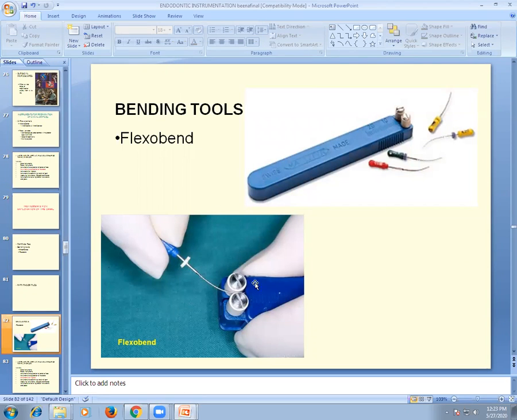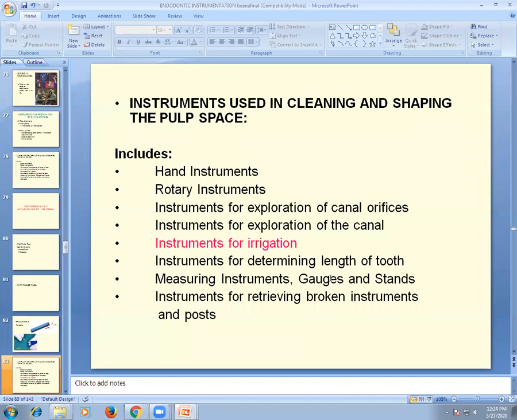These are the Endo Flexo Bender. You have to just insert a file into this, and then the file gets easily and properly bended. You can see the nice curvature of the files. You can use your fingers also to bend the files, but this is one of the bending tools available in the market, Flexo Bend.